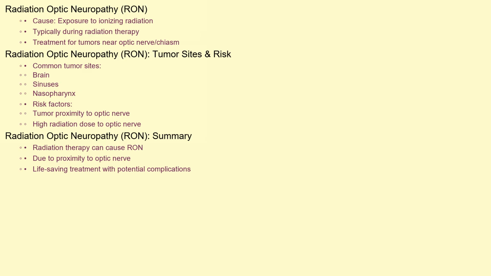This typically occurs during radiation therapy aimed at treating tumors located near the optic nerve and chiasm. Common tumor sites include the brain, sinuses, and nasopharynx. The closer the tumor and the higher the radiation dose delivered to the optic nerve, the greater the risk of developing RON. While radiation therapy is a life-saving treatment for many cancers, its proximity to delicate structures like the optic nerve can unfortunately lead to this complication.